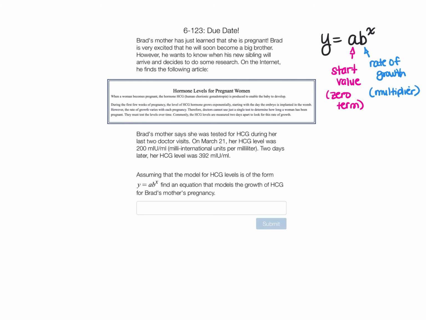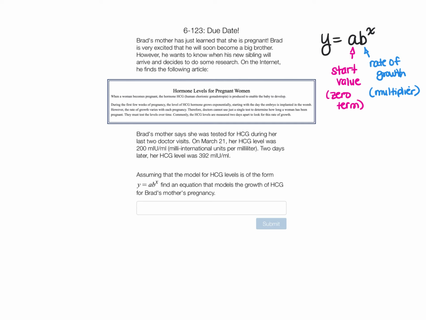So in order to figure this out, our goal is to write an equation where we know A and B. Now there's a lot of ways you could approach this. It depends on what you consider to be the start value. Is the start value the day she becomes pregnant, or is the start value the first day that you take a measurement? So depending on when you determine what your start value is, the days of her pregnancy could be represented by different values for X.